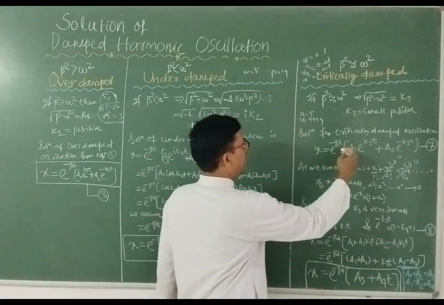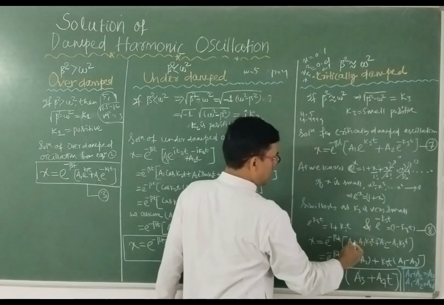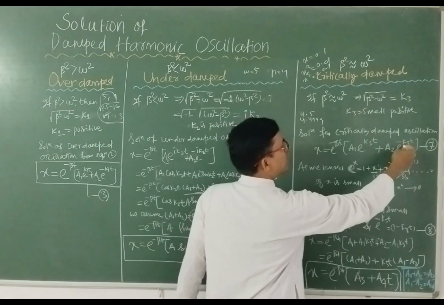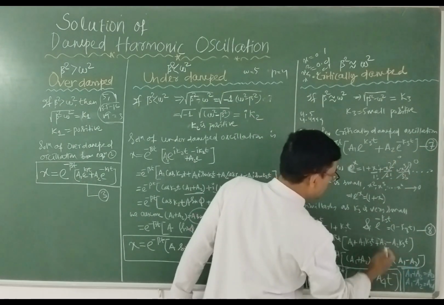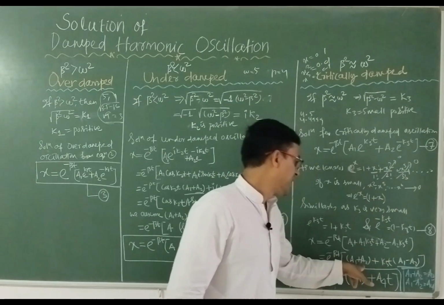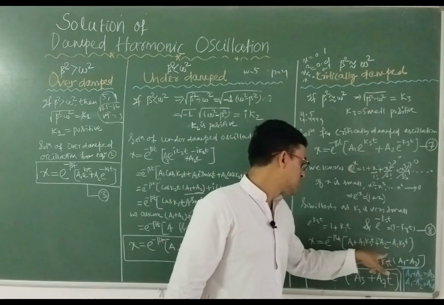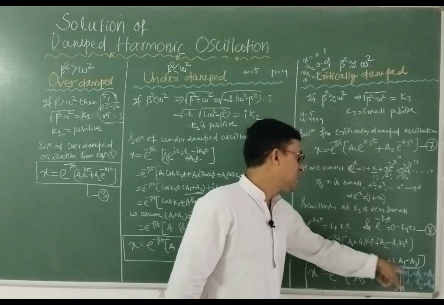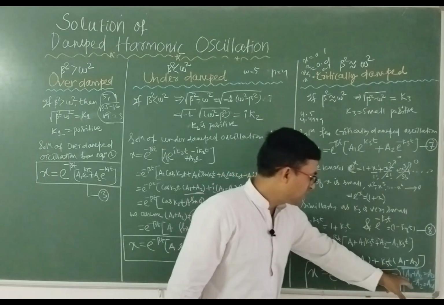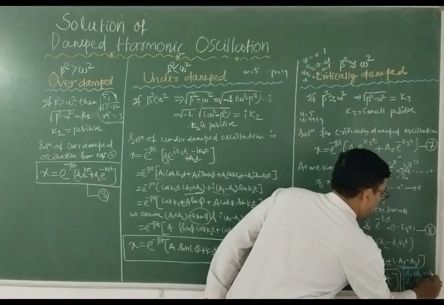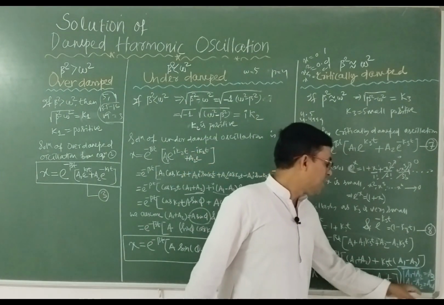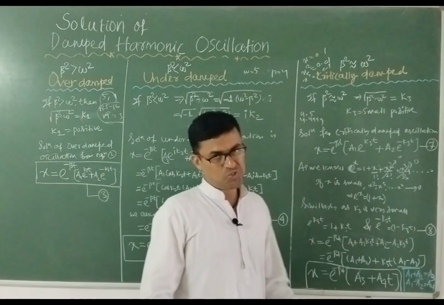Just multiply: a1 into 1 plus k3t equals a1 plus a1 k3t, plus a2 into 1 minus k3t, that means a2 minus a2 k3t. If you take a common of first and third, it is a1 plus a2; second and fourth, if you take common k3t, it is a1 minus a2. So here this a1 plus a2 we assume is a3, because it is a constant value, and a1 minus a2 becomes a4. This is also a constant.